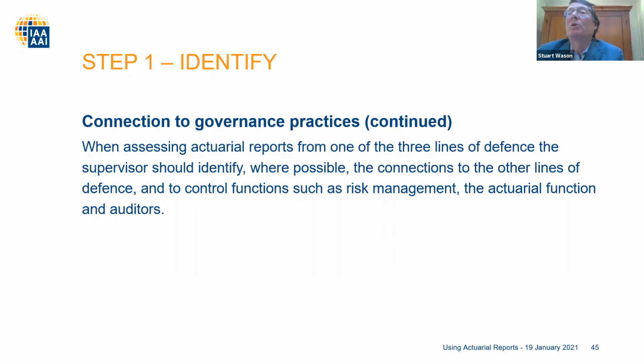When assessing actuarial reports from one of those three lines of defense, the supervisor should identify where possible the connections to the other lines of defense and to control functions such as risk management, the actuarial function, and auditors. So a failing I see sometimes is that the actuary will comment on sensitivity testing, key risks, etc., but provide no link to discussions of risk tolerances, risk limits, the work of the Chief Risk Officer, etc. Okay, next slide.